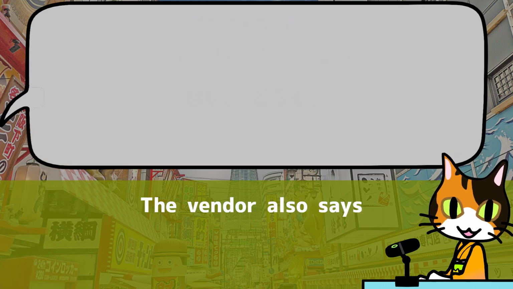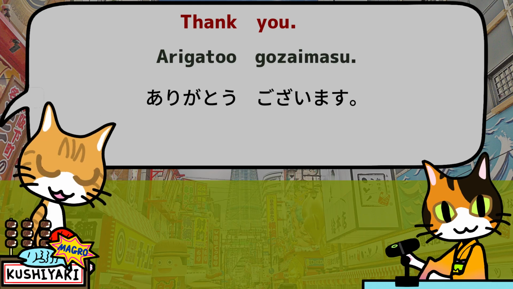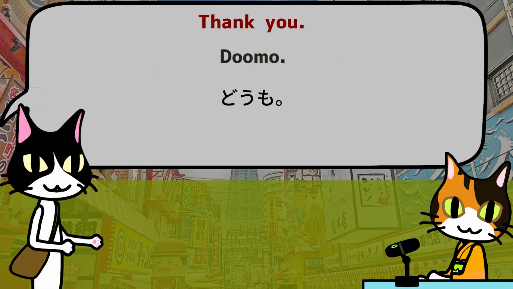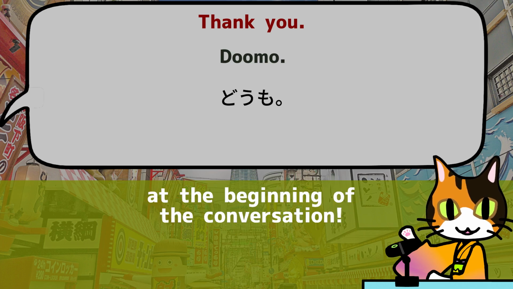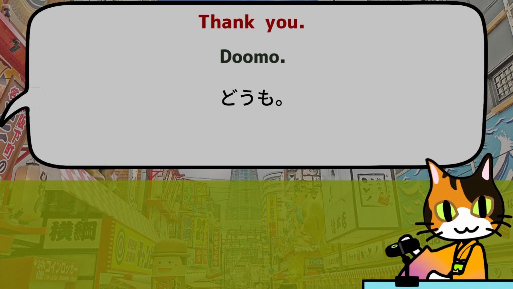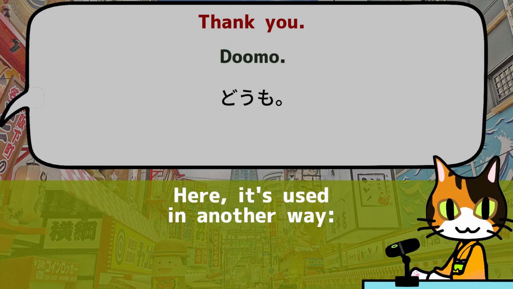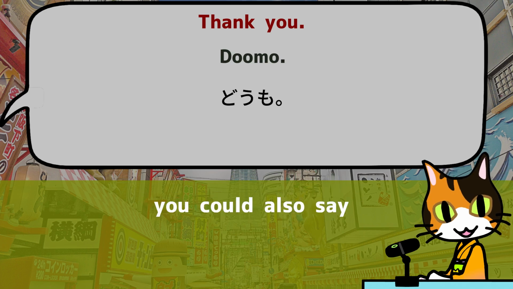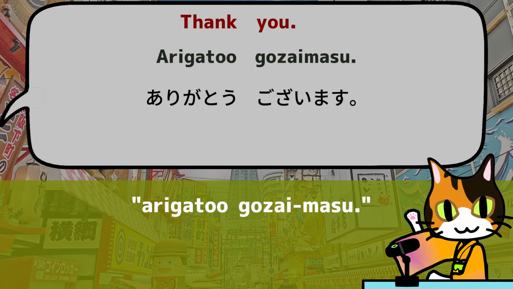The vendor also says, thank you, to the customer. ありがとうございます。 The tourist receives the food and says, どうも。 This is the same phrase we saw at the beginning of the conversation. There, domo was used to mean, hi. Here, it's used in another way, as a brief expression of thanks. Of course, you could also say the full phrase of thanks here, arigatou gozaimasu.